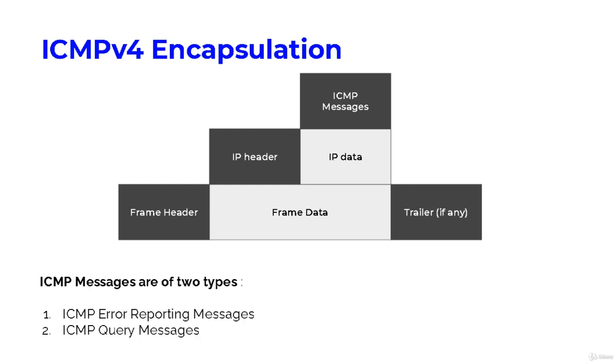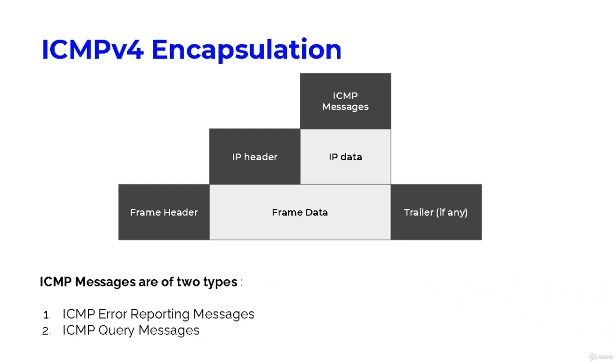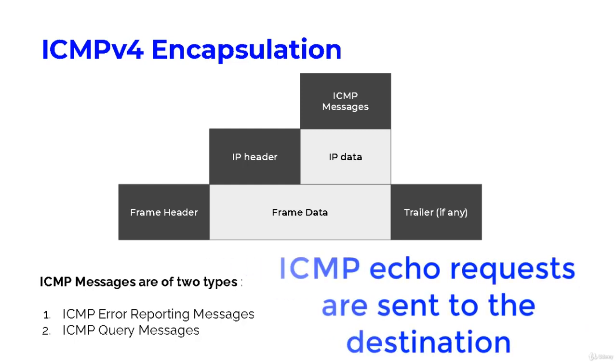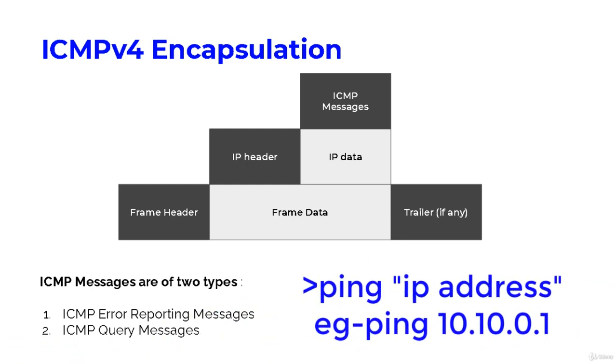ICMP operates in the network layer, but its messages are not passed directly to the data link layer. Instead, the messages are first encapsulated in IP datagrams and then sent to the lower layer. The ping command uses ICMP as a probe to test whether a station is reachable. Ping packages an ICMP echo request in the datagram and sends it to the selected destination. The user chooses the destination by specifying its IP address or name on the command line.